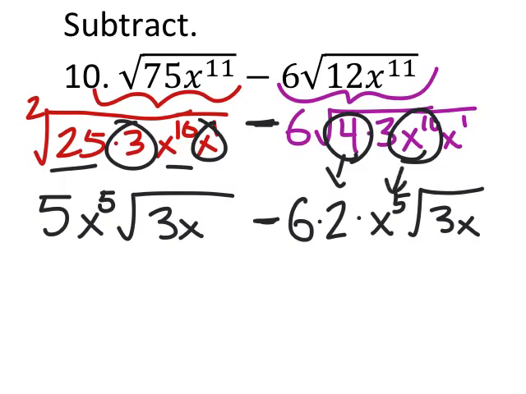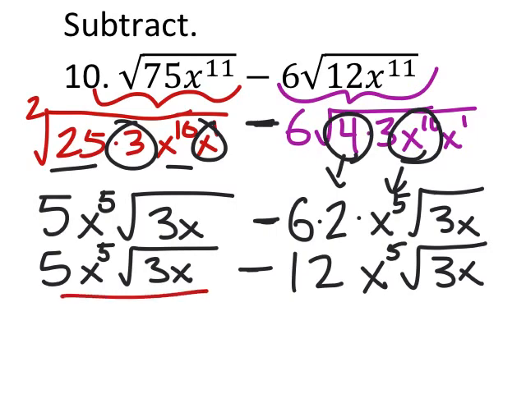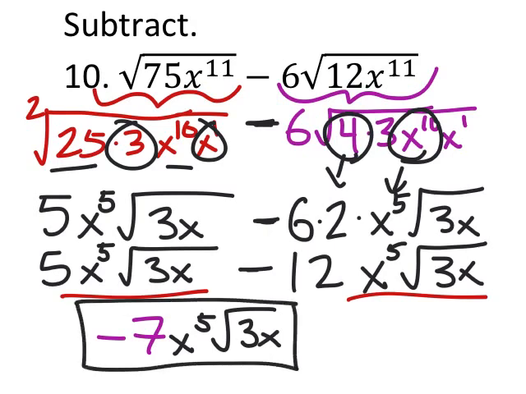The next thing I'll do is multiply that 6 and 2. Everything else stays the same for now. Some of you may have already done that in your work, and that's okay. But yeah, that's going to be a 12 x to the 5th square root of 3x. So looking at these, we have an x to the 5th square root of 3x, x to the 5th square root of 3x. So we can combine the 5 and 12. And the 5 minus 12 would give us a -7. And then we've got x to the 5th square root of 3x. And this is our final answer right here.